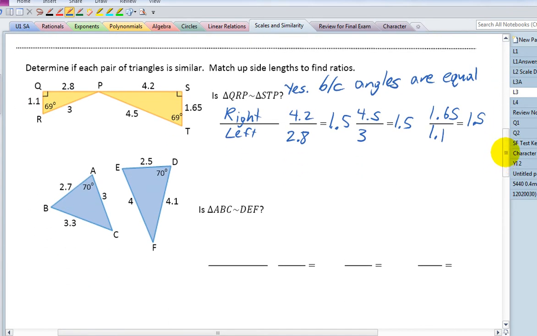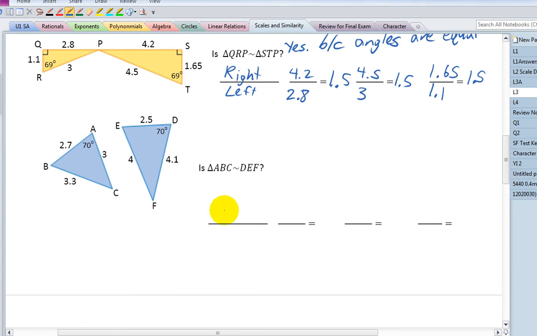Can we say these two triangles are similar? Not yet, can we? We don't have enough information on the angles. So what are we going to have to do? Check the side ratios. Okay. Which triangle do you want on the top? Okay. And which one do you want on the bottom? Has to be. Okay. So match up the right.